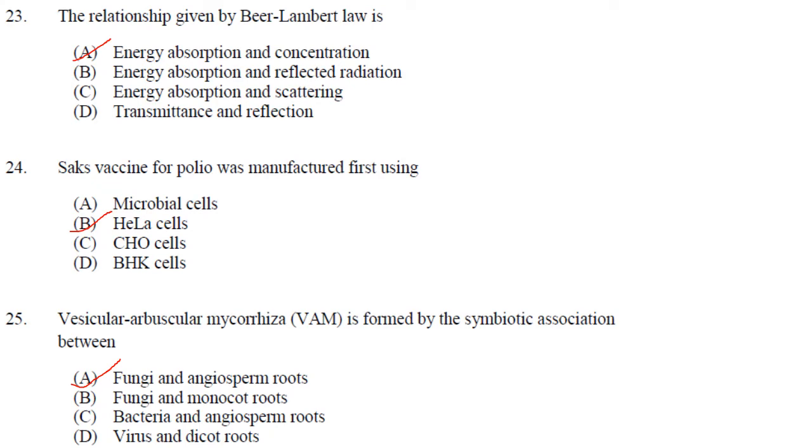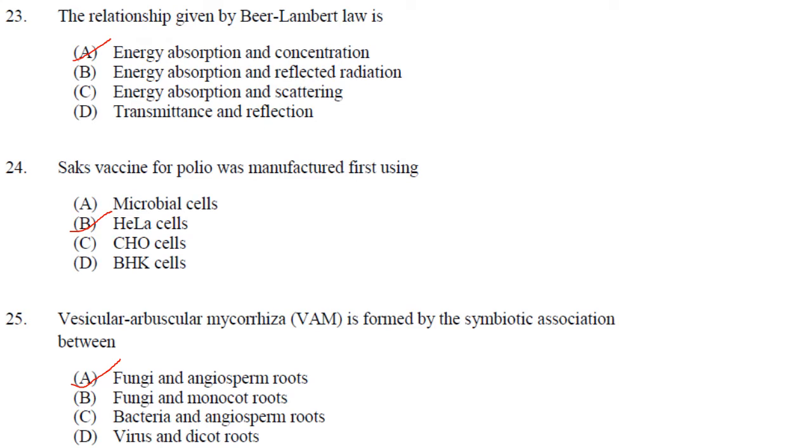Then Salk's vaccine for polio was manufactured first using. So for this, HeLa cells were used. HeLa cells were used by Jonas Salk to test first polio vaccine in the 1950s. They were observed to be easily infected by poliovirus, causing infected cells to die. This made HeLa cells highly desirable for polio vaccine testing since results could be easily obtained. So answer is HeLa cells.